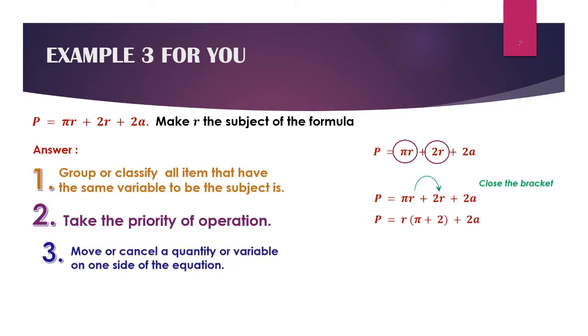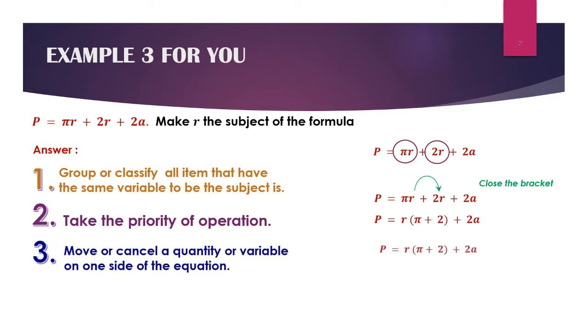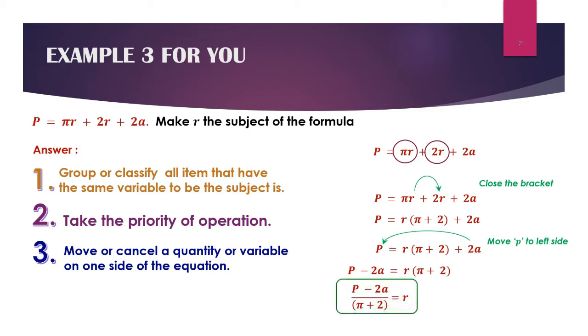Number 3, move or cancel a quantity on one side. Move P to the left side. So it will be P minus 2a. And r is P minus 2a over pi plus 2. Done by division, right? Okay, I think it's very clear about the rearranging formula. Hopefully, all the material is very clear to you.